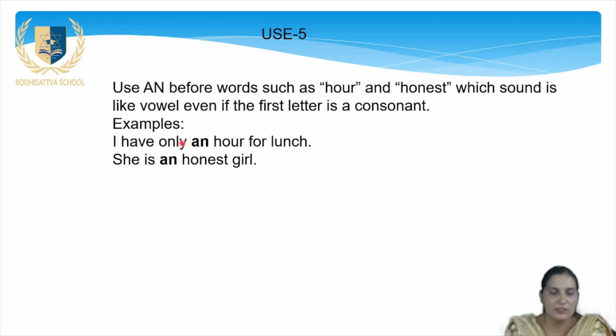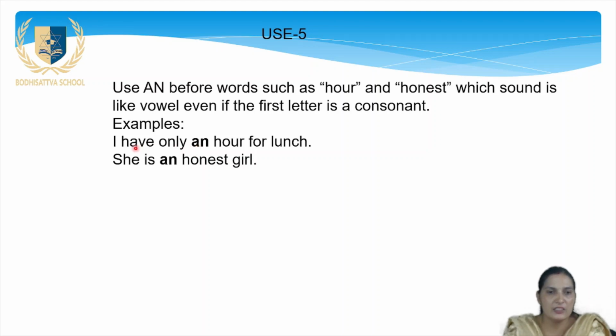The article "an." Now look at examples also. At that time you can be clear. I have only an hour for lunch. In this sentence, look here. Here the sound H is silent. The pronunciation is "our," not "hour." Hour, O means it's a vowel sound. So here the article "an" is used.